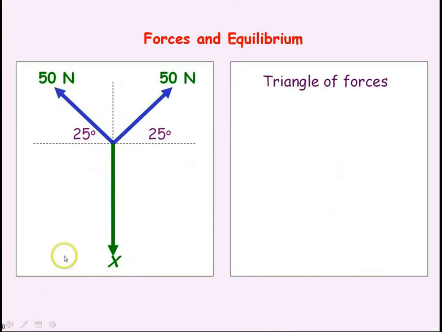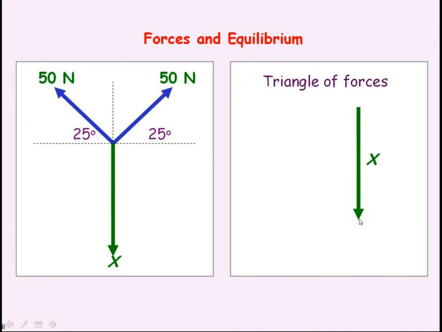So here we have another example where we have three forces acting so that the system is in equilibrium. We've got a vertical force downwards of X, and we've got two 50 Newton forces that are acting at an angle of 25 degrees from the horizontal. So first we're going to draw a triangle of forces. We'll draw the easiest force first, so that's going to be our vertical force X acting downwards.